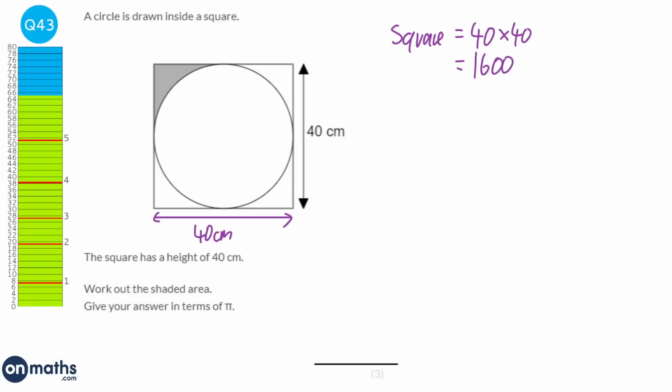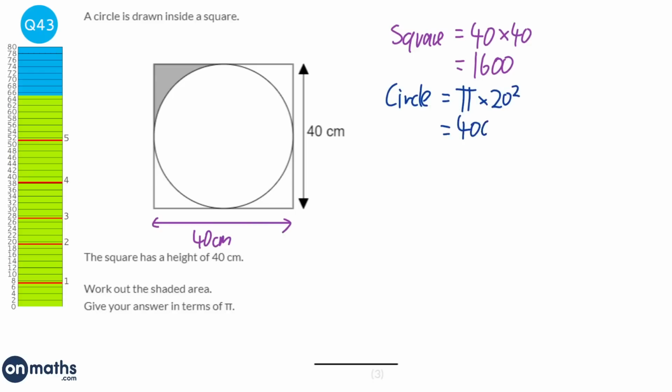The next thing we're going to do is work out the area of the circle, but to do that we need to work out what the diameter of the circle is, and if you notice that the diameter of the circle is just 40 centimeters. It's the same as the width of the square, or height of the square. So if the diameter is 40, the radius would be 20. So for the area of the circle, we're going to do pi times the radius, which is 20 squared, and 20 squared would be 400, so this will be 400 pi. This question's asking us to leave it in terms of pi, so we're going to do that.